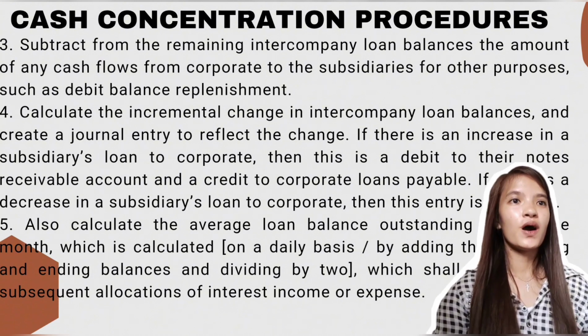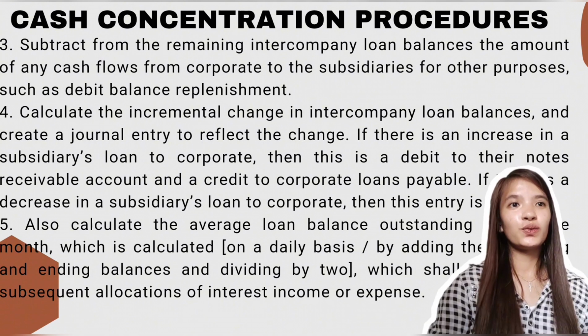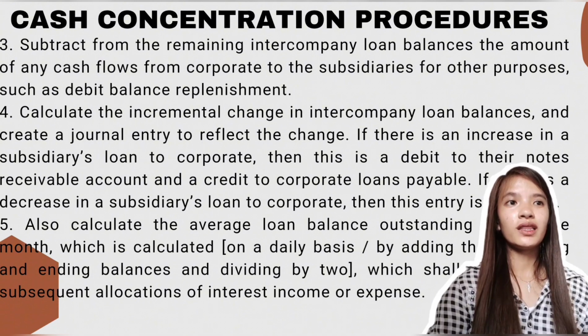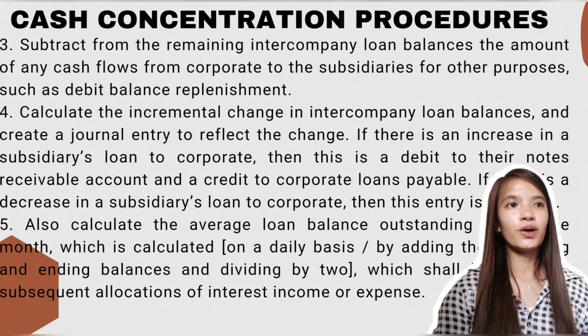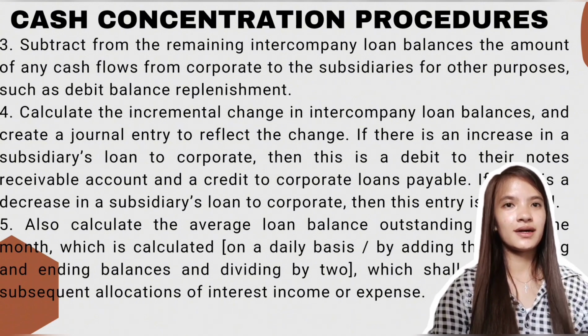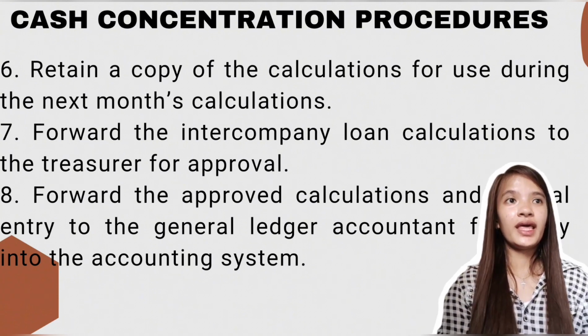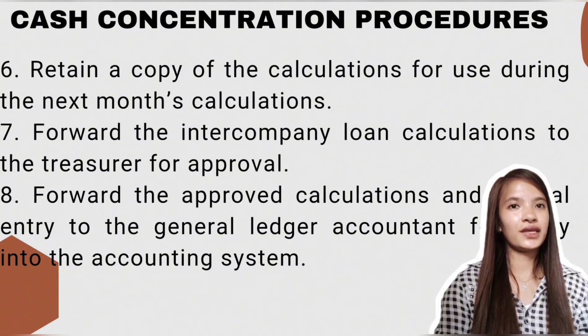Number 5. Also, calculate the average loan balance outstanding during the month, which is calculated on a daily basis or by adding the beginning and ending balances and dividing by 2, which shall be used for subsequent allocations of interest income or expense. Number 6. Retain a copy of the calculation for use during the next month's calculations.